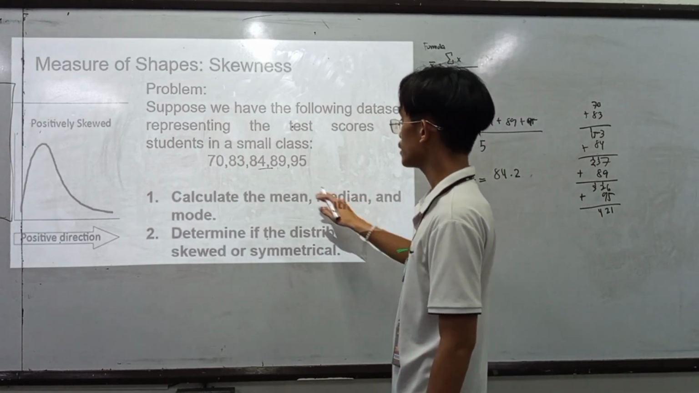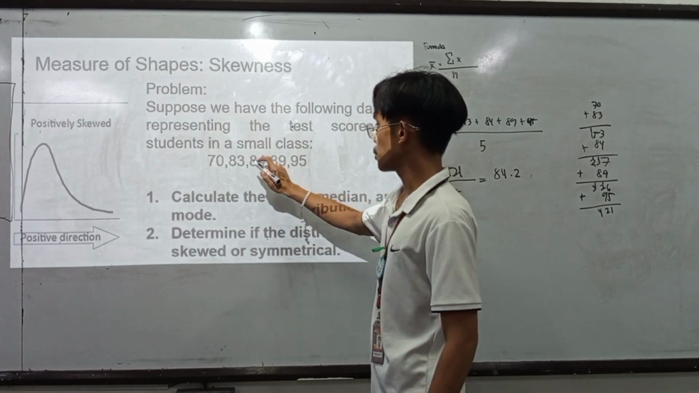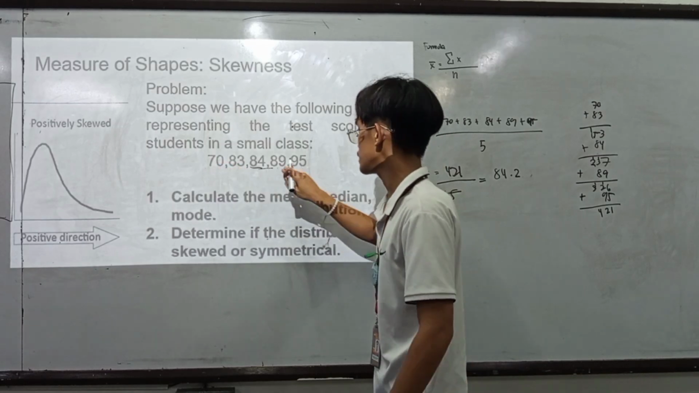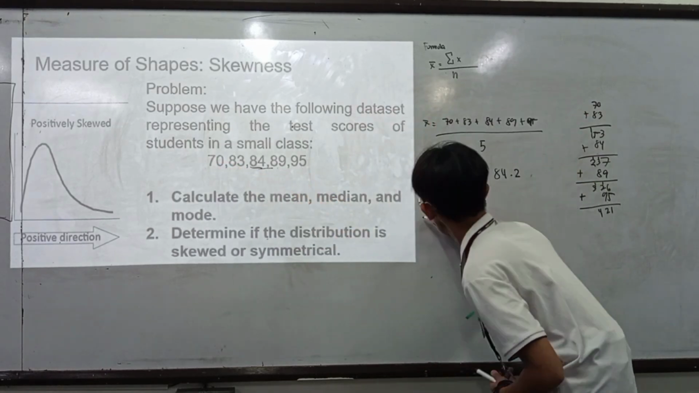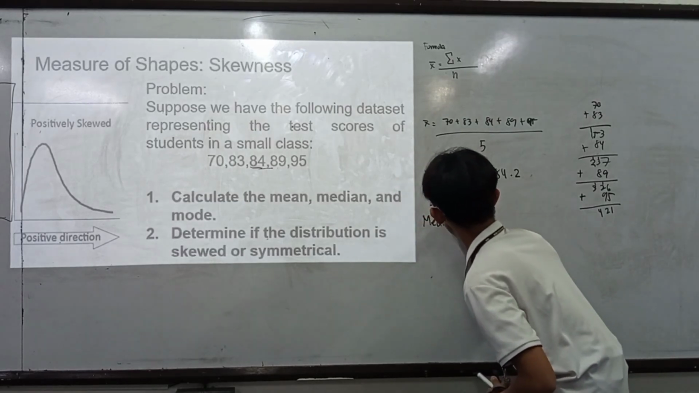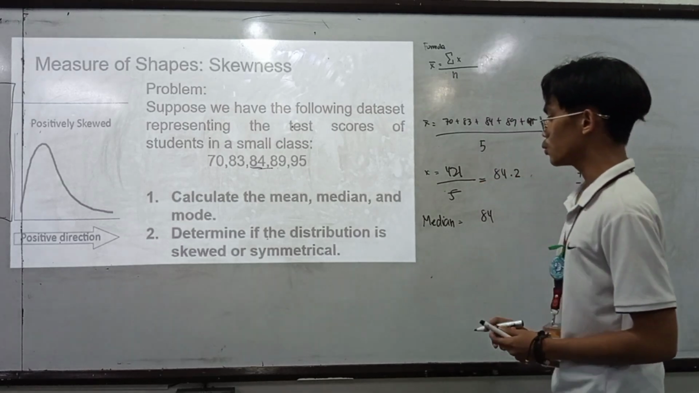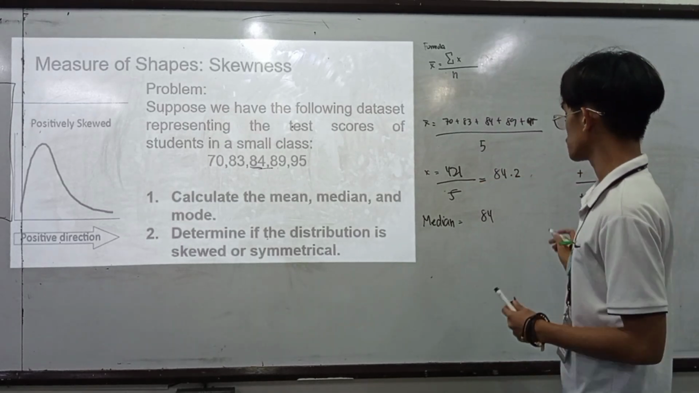Now, the second step to do is to determine its median. The median would be 84 because this is the middle value of all the data sets. Our median is 84. So what does it tell us?